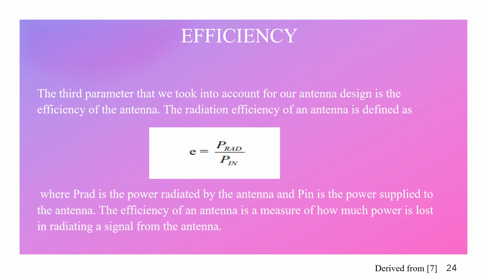Now coming to the third parameter, that is efficiency. The radiation efficiency of an antenna can be defined as E is equal to P rad divided by P in, where P rad is the power radiated by the antenna and P in is the power supplied to the antenna. The efficiency of an antenna is a measure of how much power is lost in radiating a signal from the antenna.